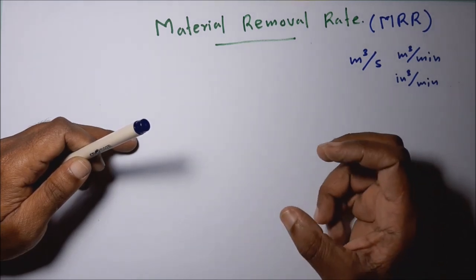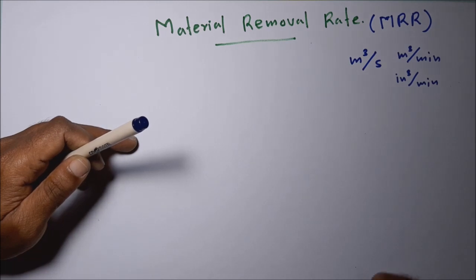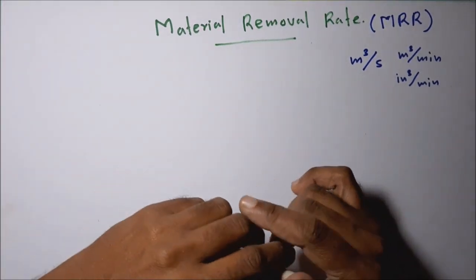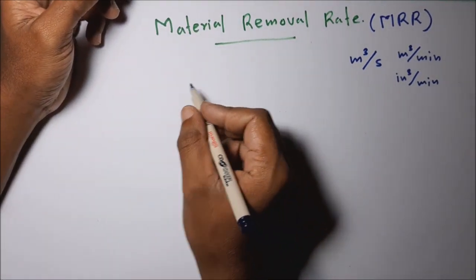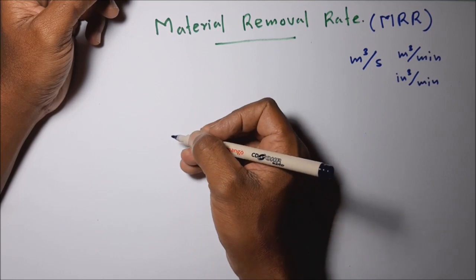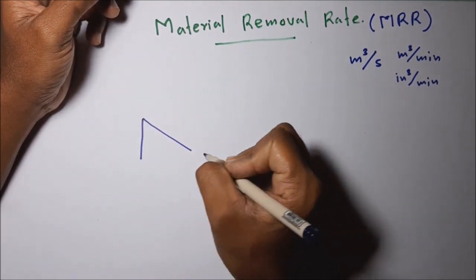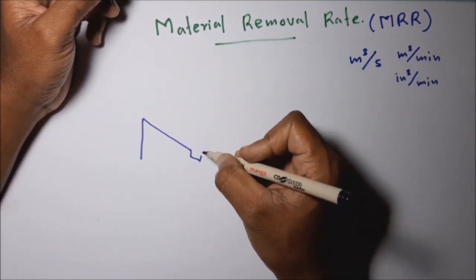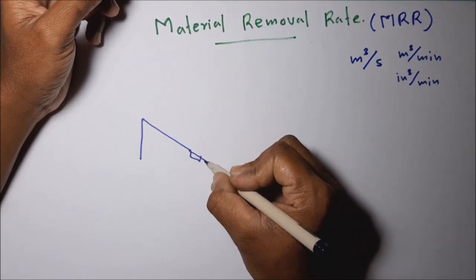In machining, the amount of volume removed from the workpiece in a unit time is called material removal rate. Let's take, for example, the orthogonal metal cutting operation.